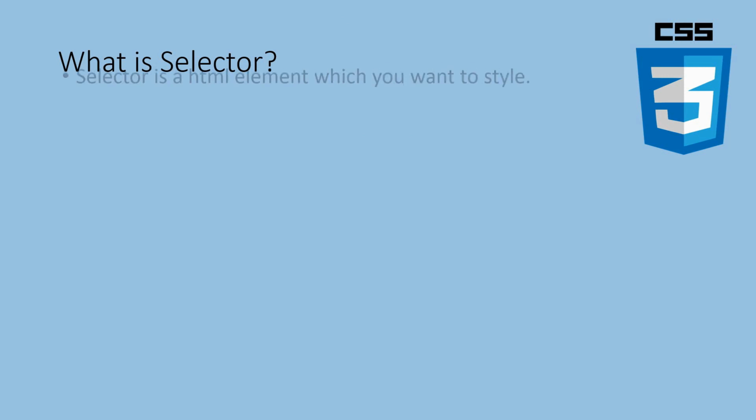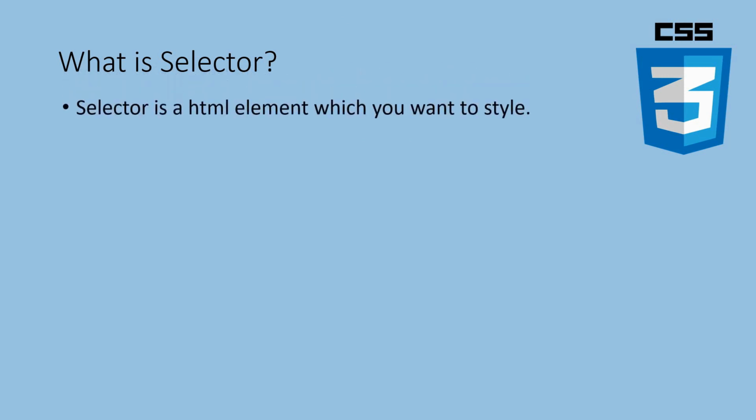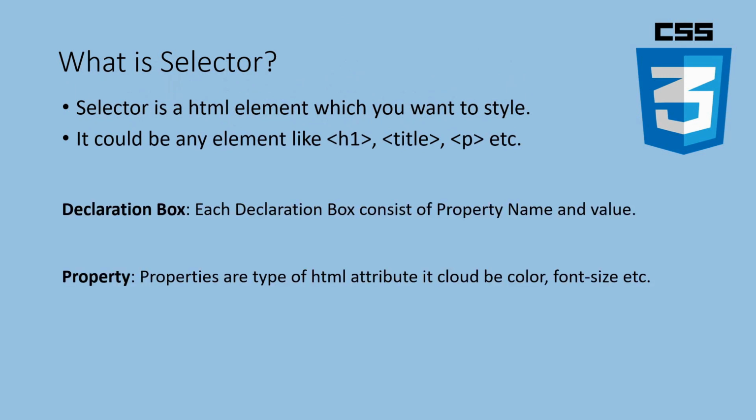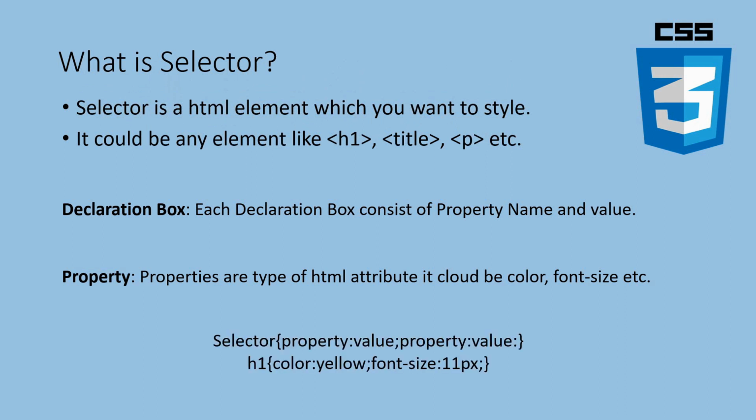A selector is any HTML element that you want to style. It can be a heading tag, paragraph tag, etc., whatever is present on your web page. And the declaration box consists of a property and the value assigned to that property. Properties can be color, font size, etc. So the last example can now make sense to you, where h1 was a selector, it was being styled, and the properties were color and font size with particular values.